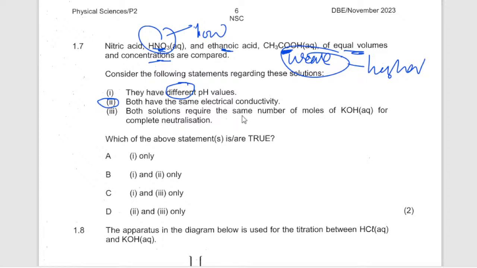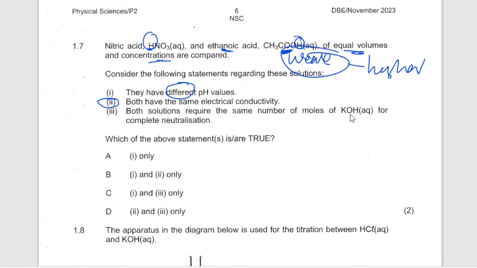Both solutions require the same number of moles of potassium hydroxide for neutralization. They're saying the same number of moles. They're not saying the same concentration, meaning that now the volume can be different. Let's see if both of them are monoprotic acids. Yes, if you look at nitric acid here, it has one hydrogen. And also if you look at this, it produces one hydrogen. So both of them are monoprotic acids. However, the strength is different. So therefore, it requires the same number of moles.